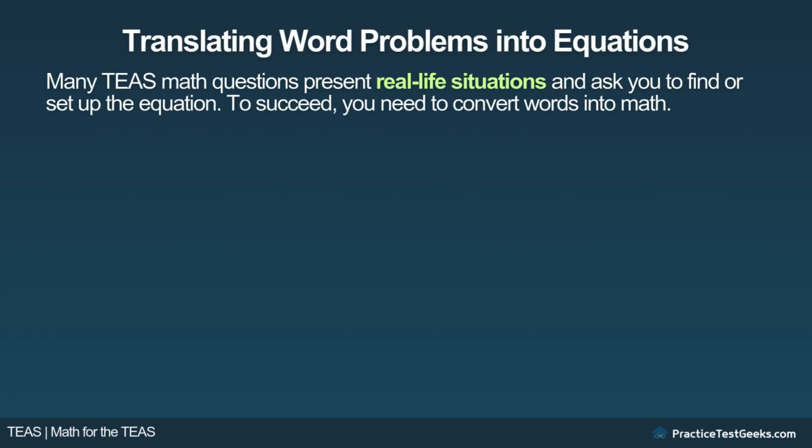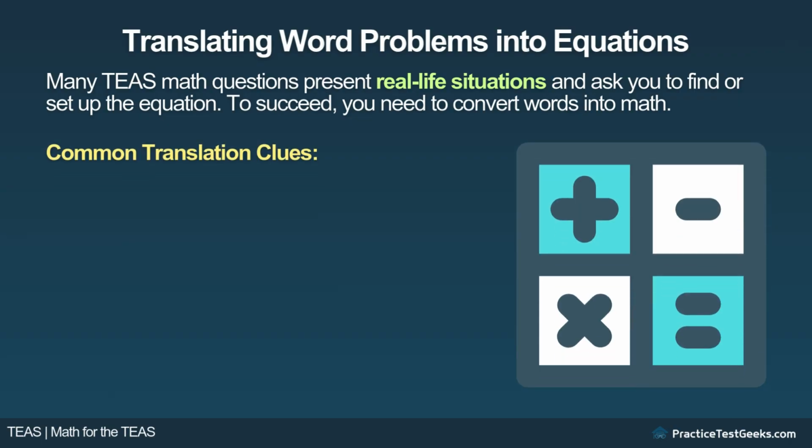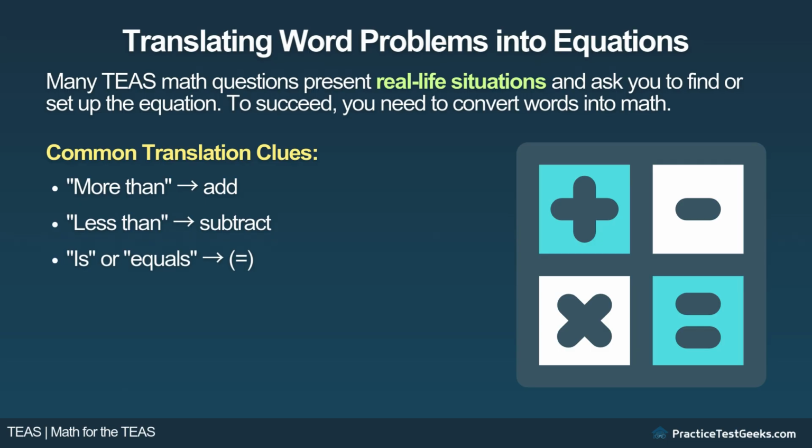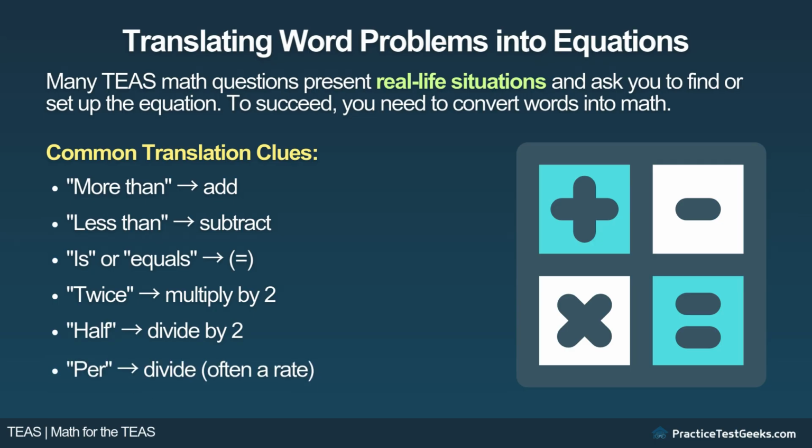Now, let's move on to how you can turn real-life word problems into math equations, something that shows up frequently on the TEAS. To do this effectively, you need to recognize key phrases that signal specific math operations. Here are some common translation clues to listen for. More than, this usually means add. Less than, this often means subtract. Is or equals, these tell you to use the equal sign. Twice, that's a hint to multiply by 2. Half, this means you'll need to divide by 2. Per, most of the time, this suggests division, especially in rate problems.